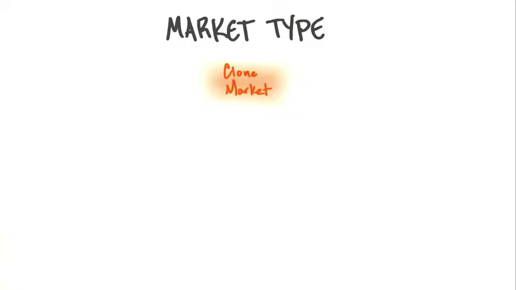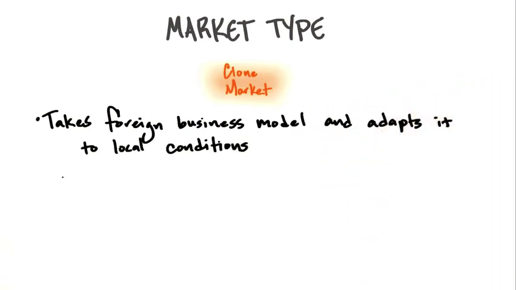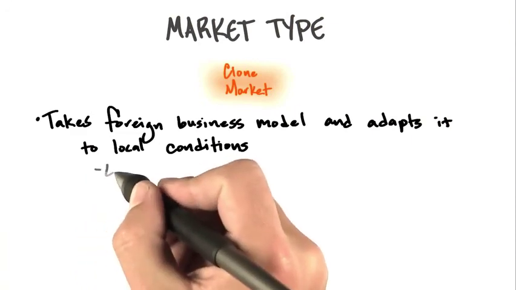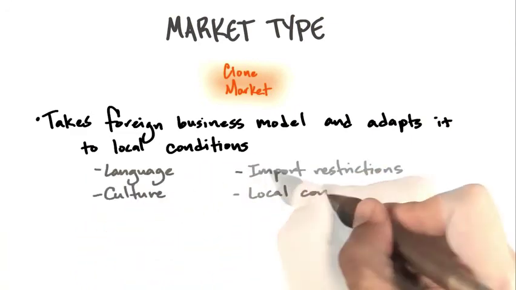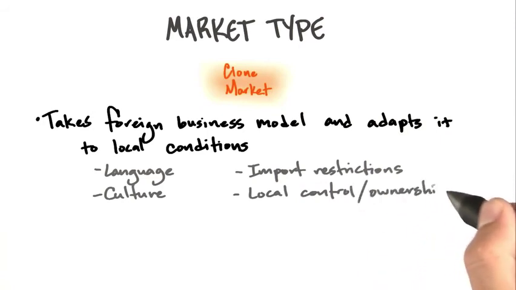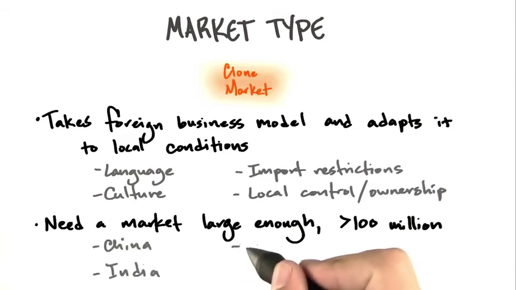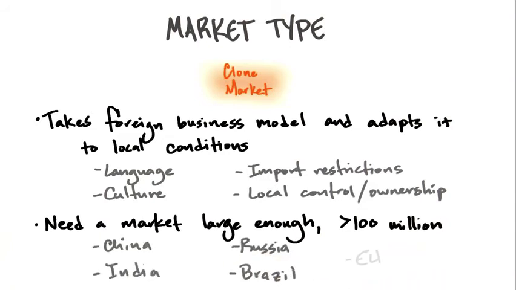So let's take a look at the last type of market. That's the clone market. This takes foreign business models and adapts them to local conditions. What's a foreign business model? Typically right now, a foreign business model is one that's occurring in the U.S. What's a local condition? Well, if your language is different than English or your culture is different than the U.S., or if your country has import restrictions or local control and ownership, and you have a market large enough to support a business model, typically countries with north of 100 million people that fit this criteria might be China, India, Russia, Brazil, even the EU itself. Just cloning U.S. business models that exist is not a bad business strategy.